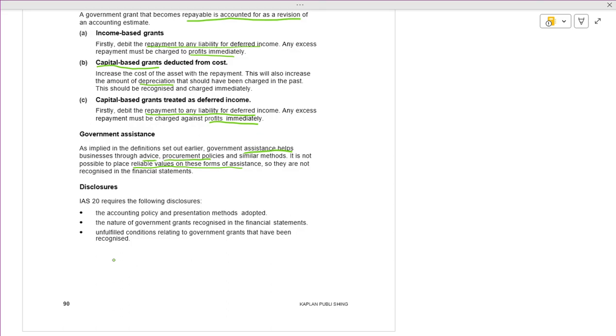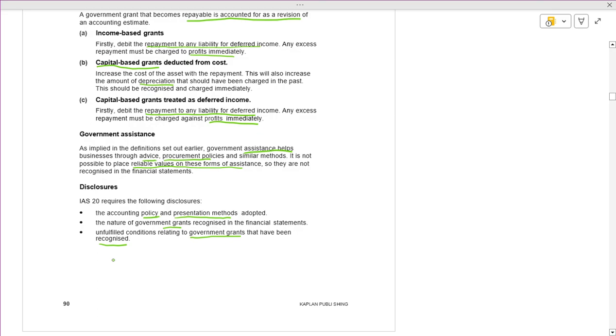IAS 20 requires the following when we receive government assistance. We have to mention the accounting policy and the presentation method. As simple as it applies to all, it applies to this standard also. We also disclose the nature of government grants and how unfulfilled conditions relating to government assistance have been recognized.